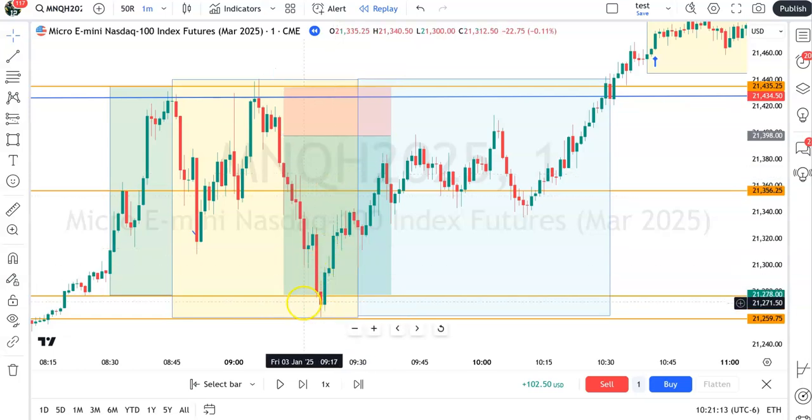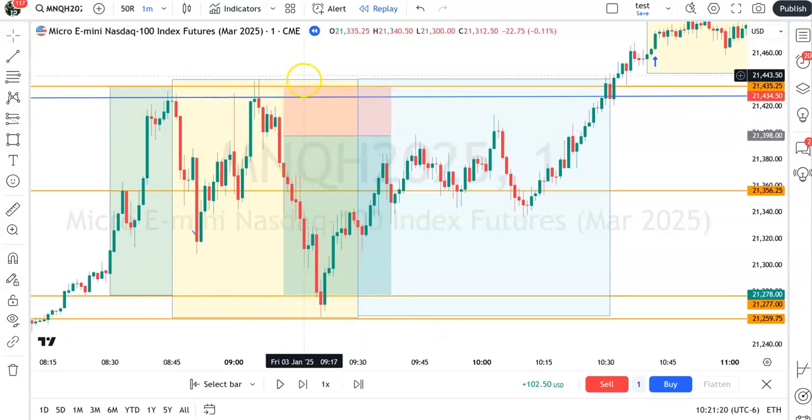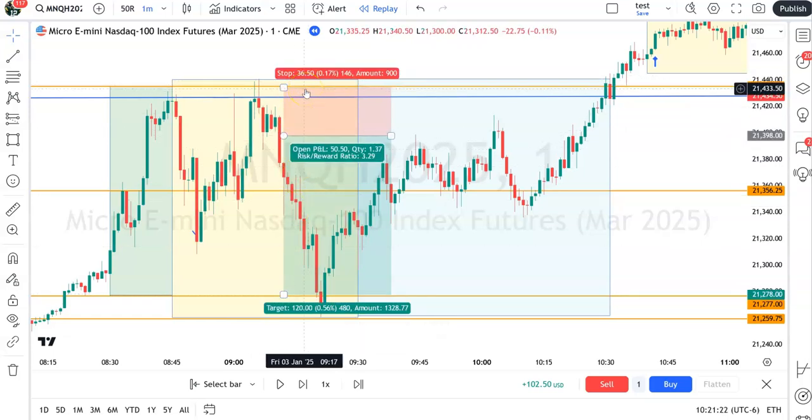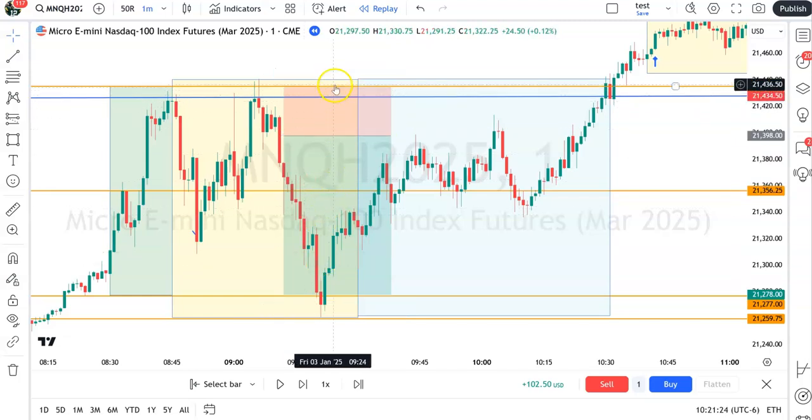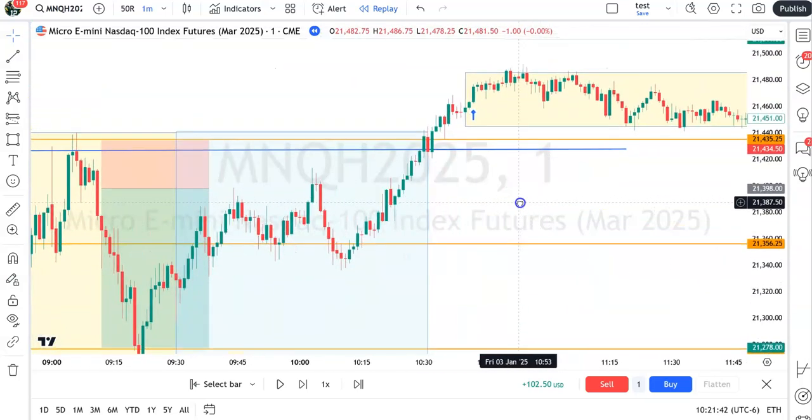So when we look at that, our target now is 120 points with a risk of 36. So we're looking at this trade as a possible 4 reward to 1 risk, a 1 to 4. 1 risk to a 4 reward, okay, with a very high likelihood of hitting.